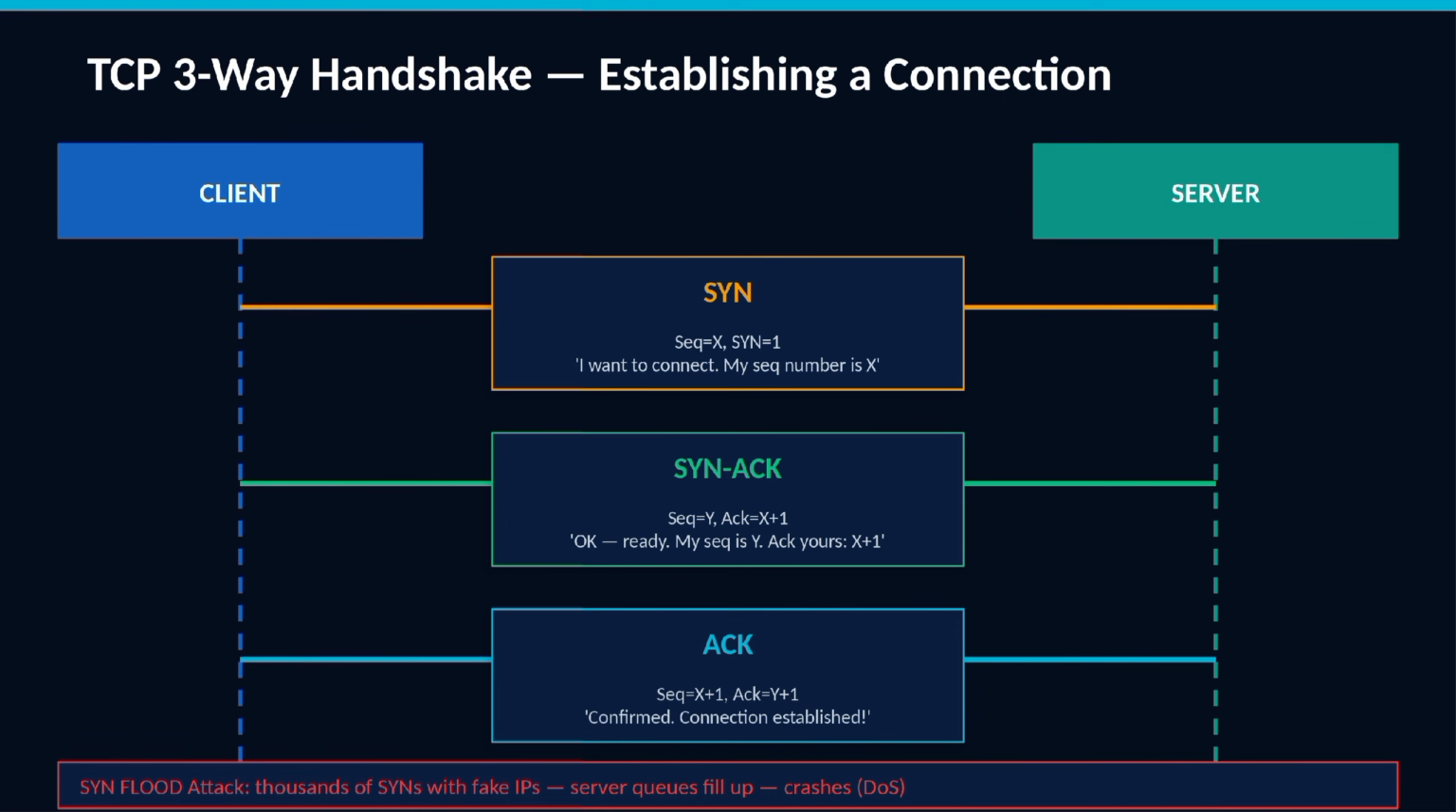Cybersecurity side of TCP. Now here's where things get interesting. TCP can be exploited. One classic attack is the SYN flood attack. Here's how it works. An attacker sends a huge number of connection requests, SYN packets, to a server. The server responds and waits for the final confirmation, but the attacker never sends that final step. So the server is stuck, holding thousands, even millions of half-open connections.